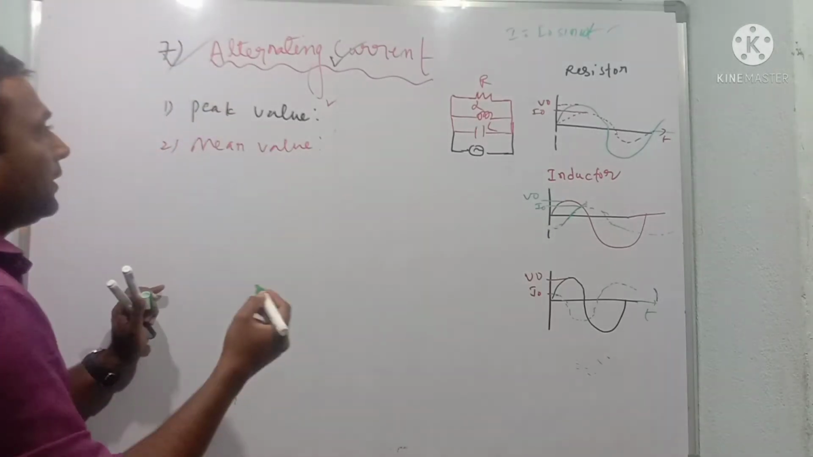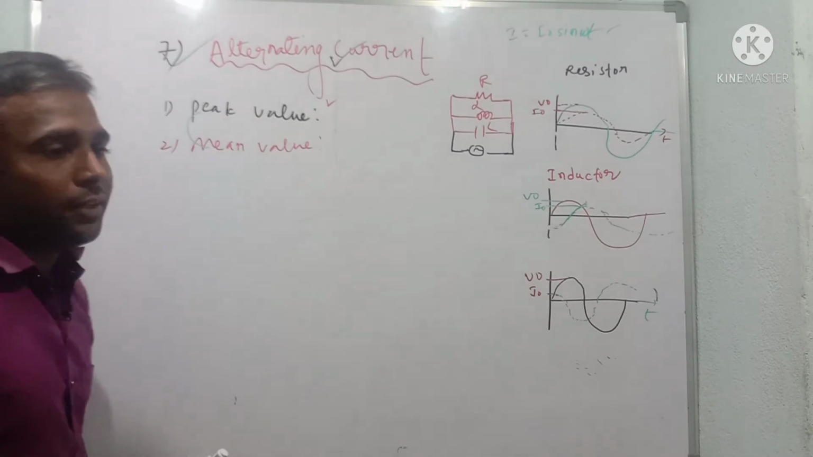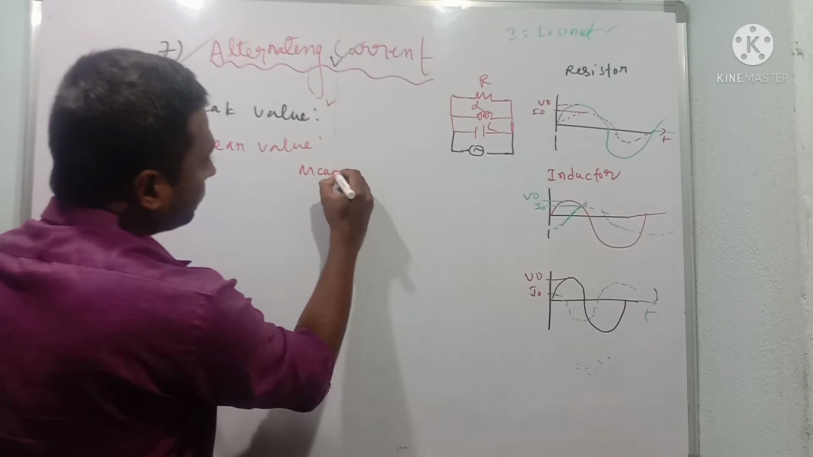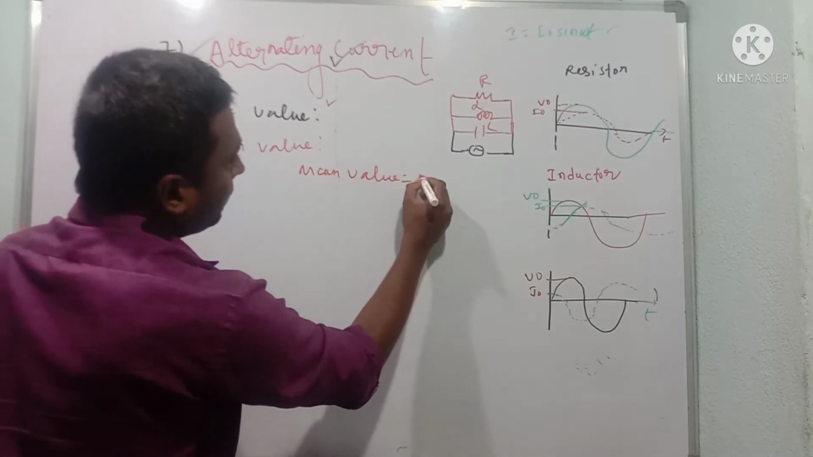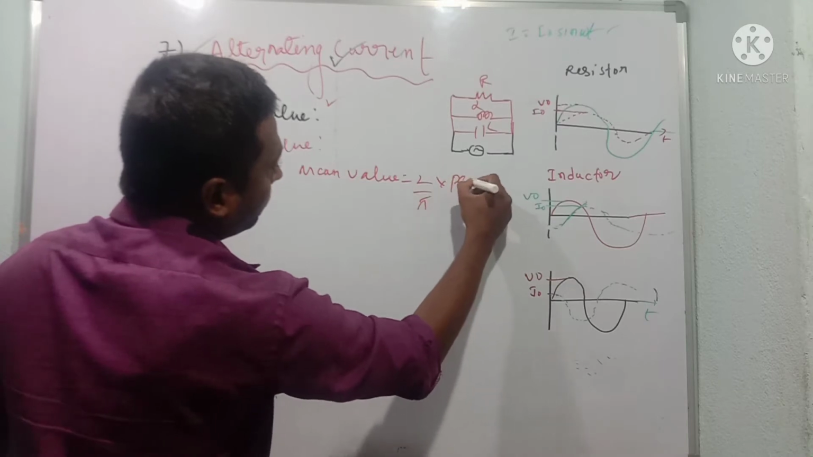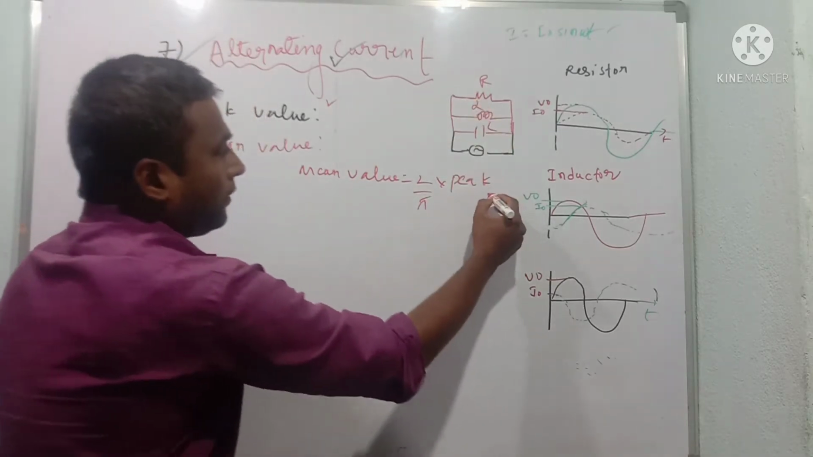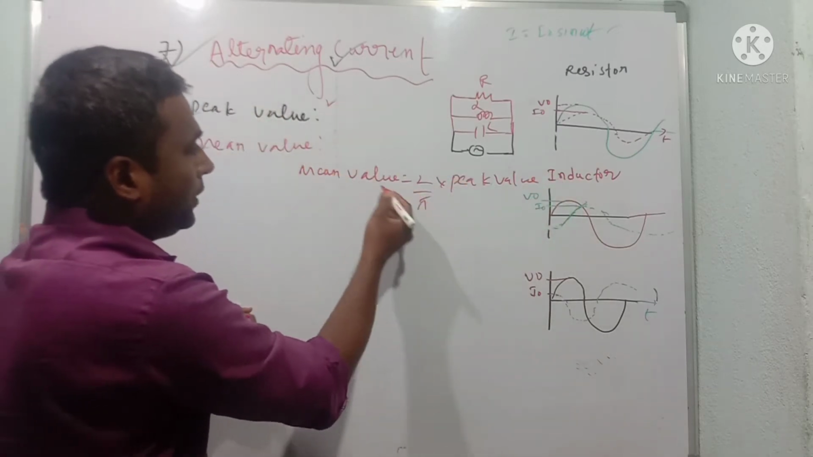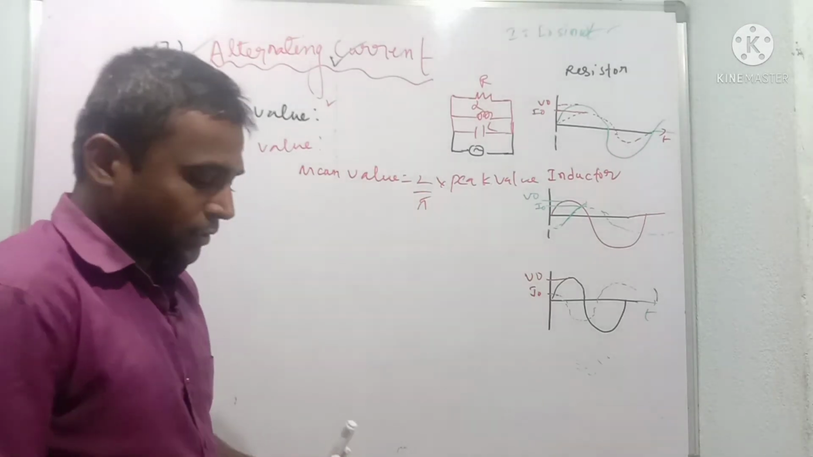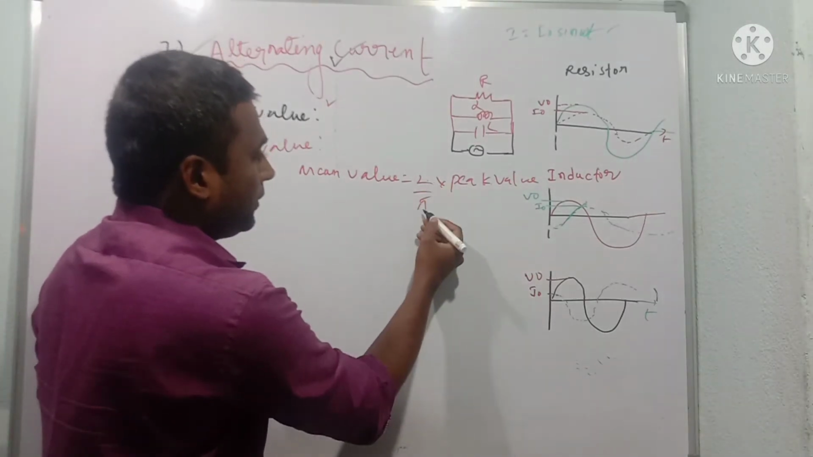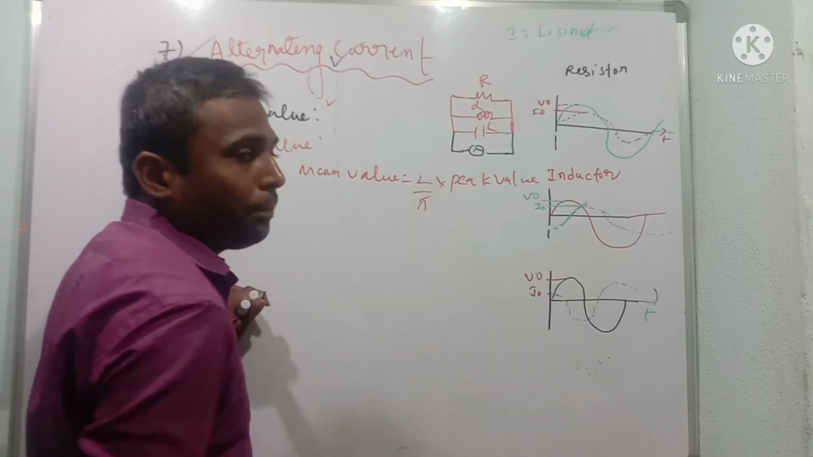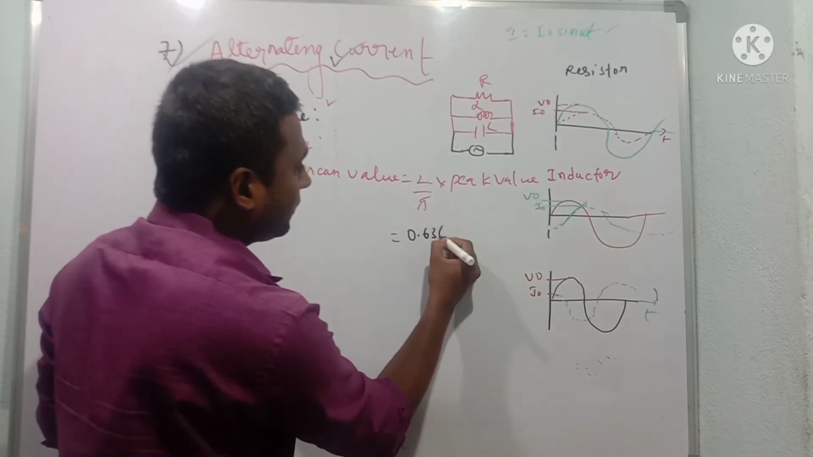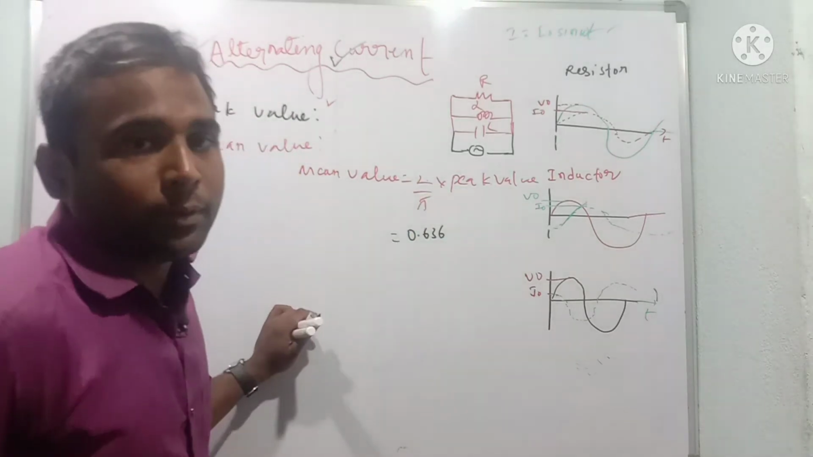Now let us get the relationship between mean value and peak value, very important for CET. Dear students, the mean value is equal to 2 by pi into peak value. Or we can write the peak value as mean value into pi divided by 2, by cross multiplication. Now if I divide, we know pi is 3.142, so you will get 0.636 when you divide and simplify. Very easy to remember for CET.